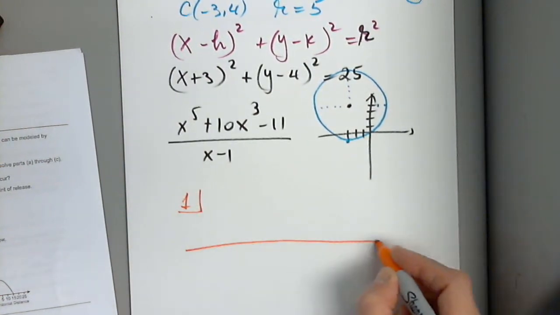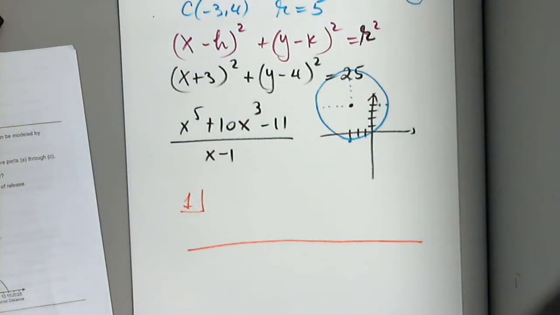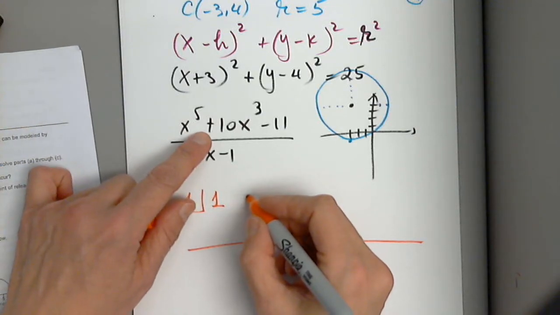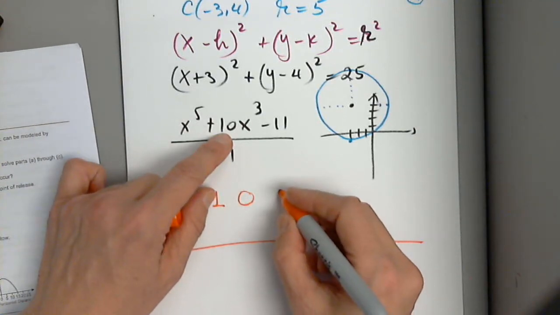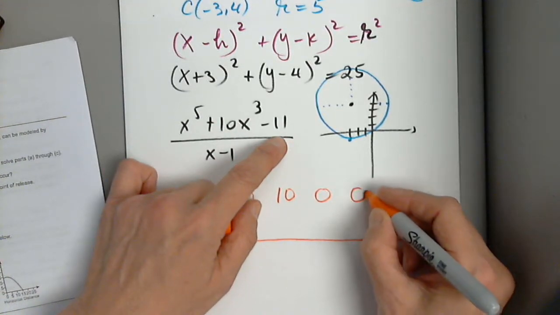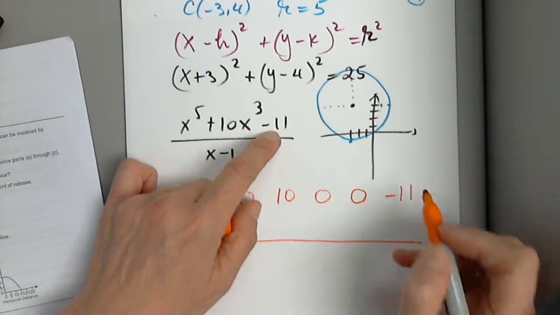Indeed. And now carefully, what is the degree? 5. Okay. How many terms will I have to write? 6. Right. So remember, if it's degree 1, 2 terms. If it's degree 2, 3 terms. If it's degree 5, 6 terms. So the leading coefficient is 1. The next one is? 0. Perfect. The next one is? 10. The next one is? 0. The next one? -11. So degree 2, degree 1, and degree 0.